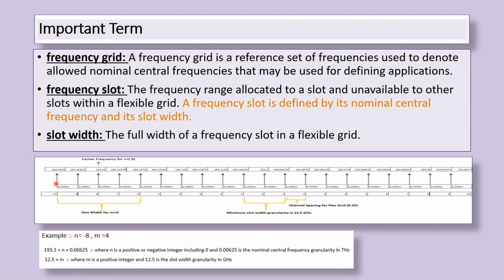The range of frequencies which come in this slot, like these five frequencies, is called the frequency slot. The width of this frequency slot, which is equal to 50 gigahertz, is called the slot width, and the frequency which we are using is called the frequency grid. So these are the frequency grid, slot, and slot width. We will see the details in the next slide, so moving to the next.